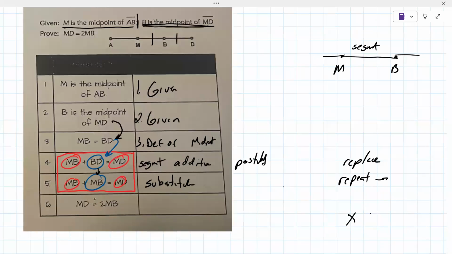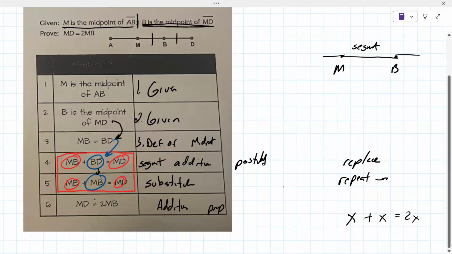Like, why is X plus X equal 2X? Because the Xs added together equal 2X. That's right. You're just adding. Addition property of equality. Well, it's actually just addition property or simplify. I don't know. Depends on your teacher.